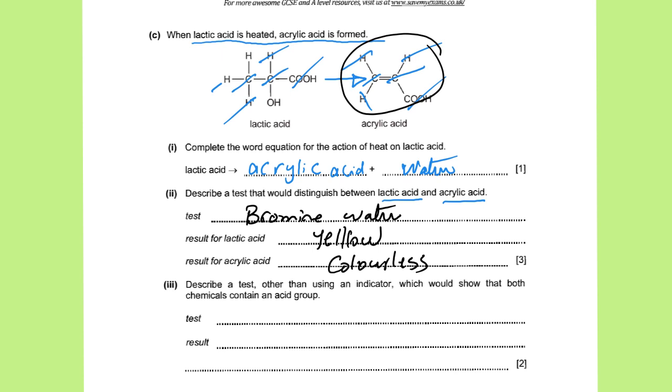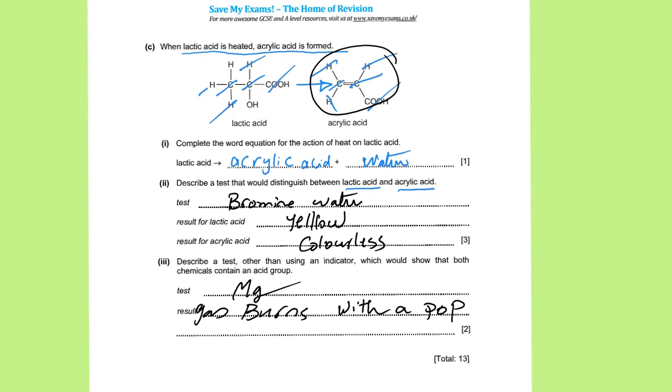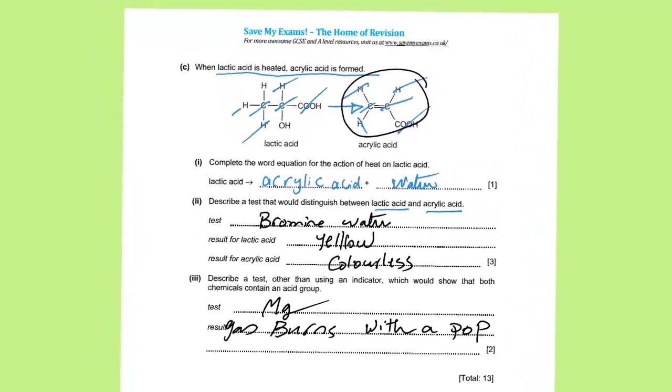Describe a test, other than using an indicator, that shows that both chemicals contain an acid group. They have an acid group, so make a test for any acid. Add a metal like a piece of magnesium, so hydrogen gas will be produced, which burns with a pop. So a gas is produced, which is hydrogen gas, and it burns with a pop sound.